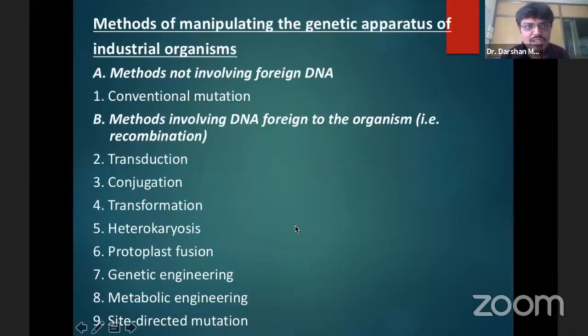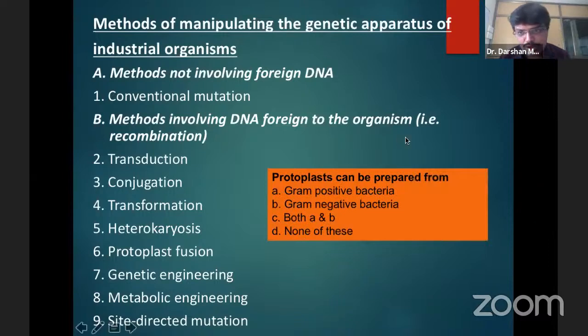Okay. Now you can prepare the strain. There are different approaches by means of which you can prepare the strain. I'm not going to discuss all of them. I'm only going to discuss some of them which are important from your exam point of view. The question that was asked: protoplast can be prepared from gram positive, gram negative, both A and B, none of them. You can prepare the protoplast from.